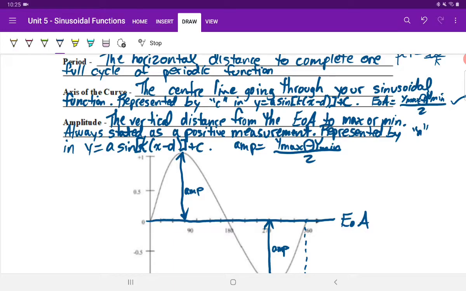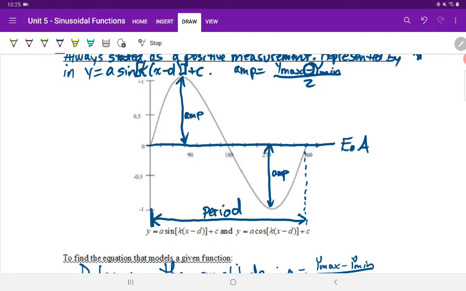I always remember this by thinking about how to find the average of, let's say, two tests. Remember that your equation of axis is your average line, your center line. So if you were to find the average of two tests, you would add the two test marks together and then divide by 2. That's how I separate these two formulas and remember that it's the equation of axis that is plus and it's amplitude that's minus. On a graph, it'll look something like this. You can see your amplitude is your vertical distance from your equation of axis to your max and min. Your period is the horizontal distance for one full cycle, and your equation of axis is that center line going through your function.